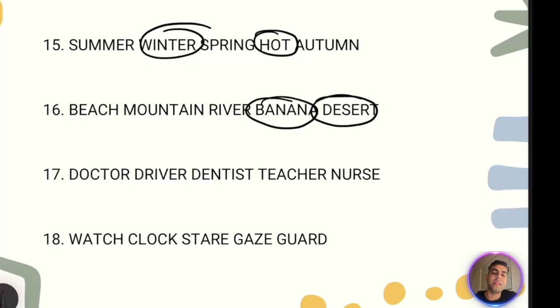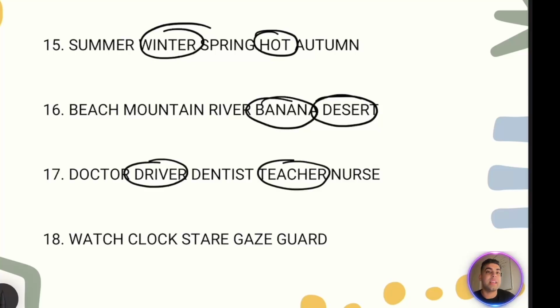Question 17. Doctor, driver, dentist, teacher, nurse. Well, once again, doctor, dentist and nurse are healthcare professions, while a driver and teacher are unrelated professions. So we'll go with driver and teacher.